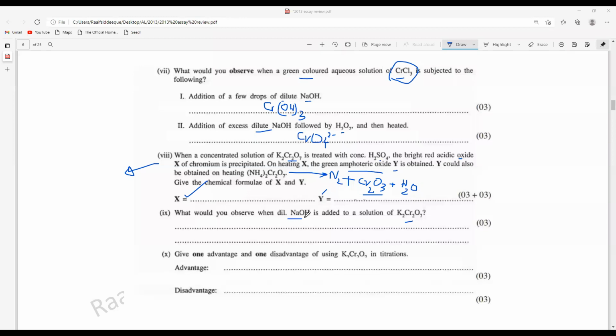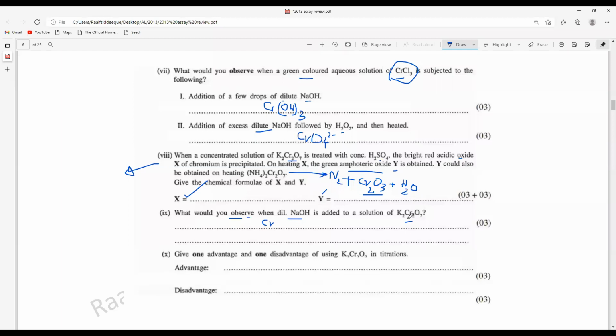So what would you observe when you add a little bit of diluted NaOH to the dichromate solution? You can quickly write down the observation directly, or you can draw the equilibrium and say the equilibrium will be shifted to the right-hand side forming yellow color solution. That's it. They have only asked about the observation, so you can say yellow color solution is formed. What is the typical color of dichromate? It is red in color. Cr2O7 2- is red in color.